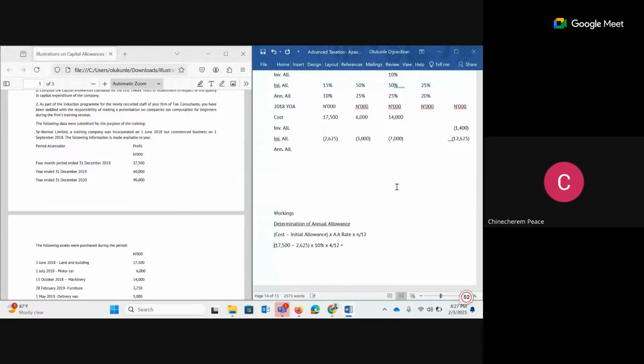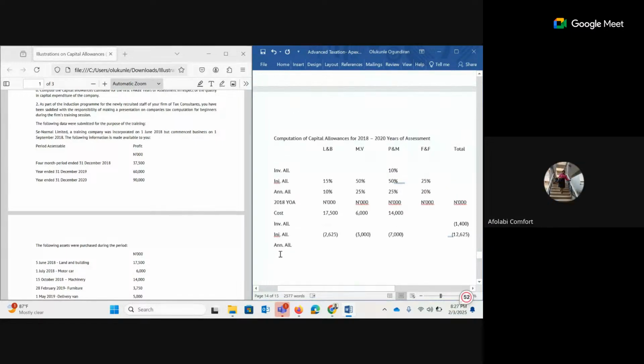What do you have? 495.8. Let's do it to one decimal place, since we're doing all figures in thousands.